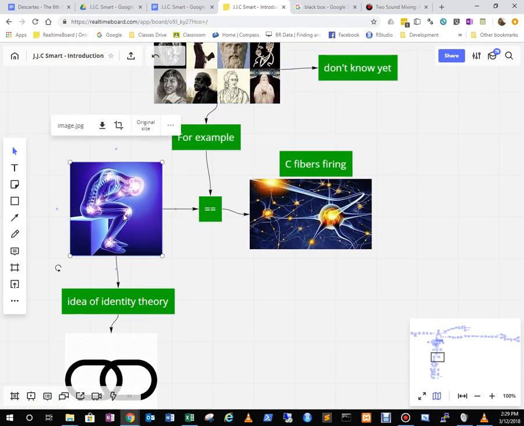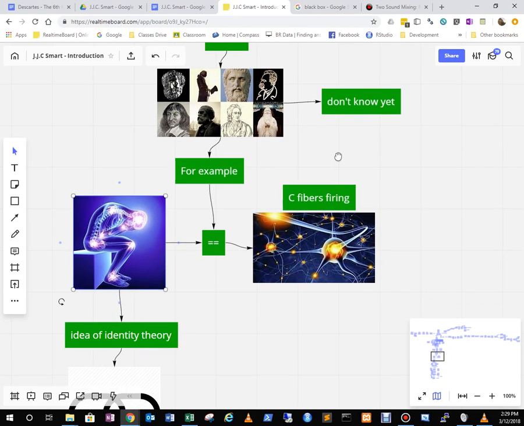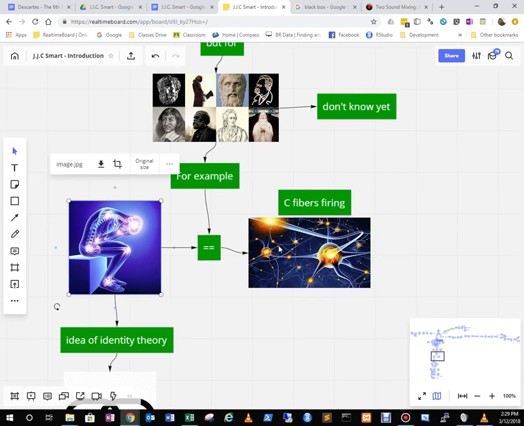For example, at the time, people knew that these particular neurons called C fibers were firing whenever a pain stimulus was introduced to the body. So from an identity theorist's point of view, basically pain equals C fibers firing. There's really no difference. The brain state corresponds with the mental state. They are two different ways of describing the same phenomena.